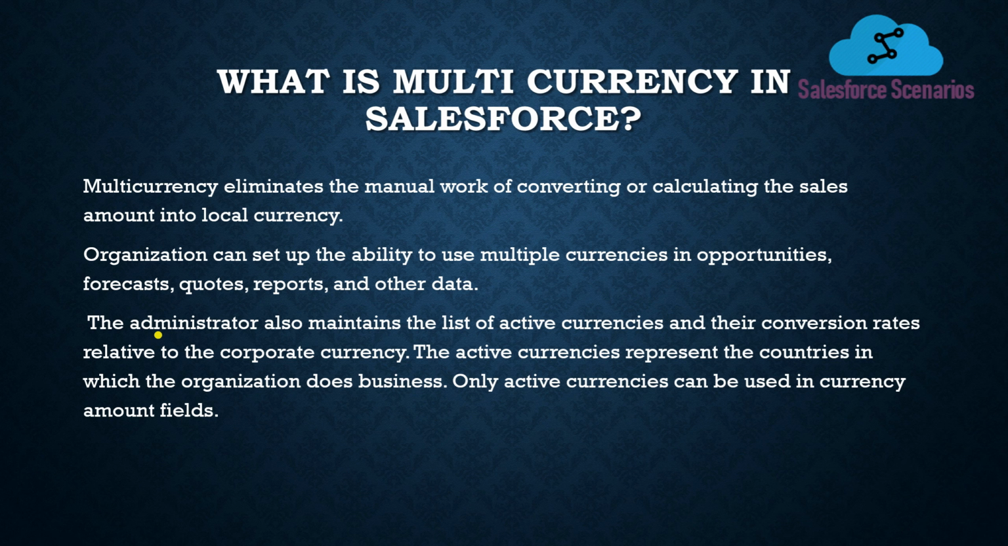Most organizations can set up the ability to use multiple currencies in opportunities, forecasts, quotas, reports and other data also. For this, the administrator maintains the list of active currencies and their currency rates related to the corporate currency. The active currencies represent the countries in which the organization does business. Only active currencies can be used in currency amount fields.